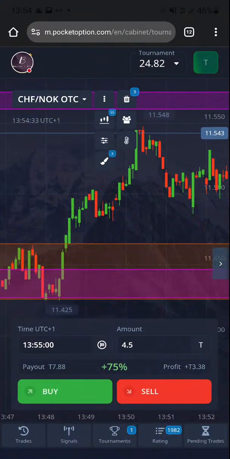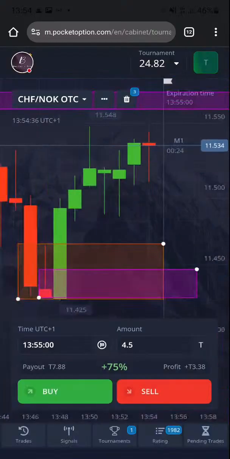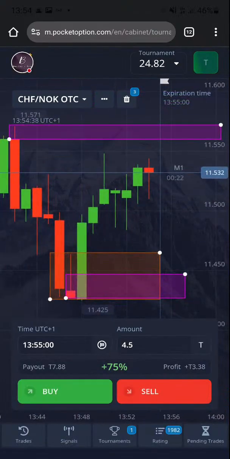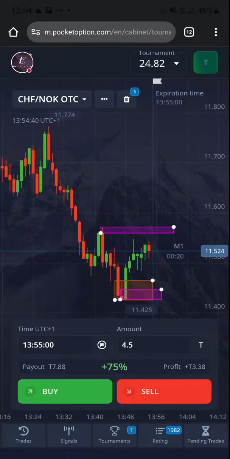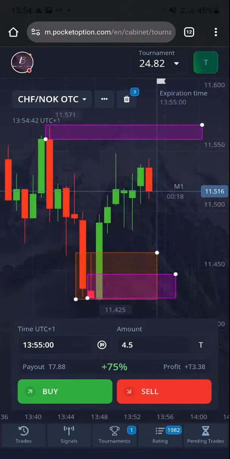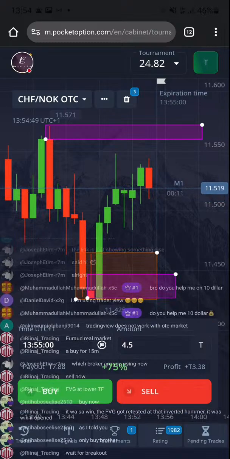Okay, you're very correct. We should only buy. The price is pushing to the upside, though it's a very weak momentum. That's why I'm a little bit skeptical going with the buyers. Actually, yeah, we should wait for the breakout.